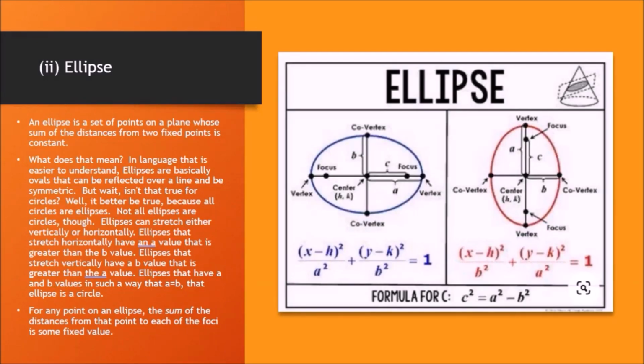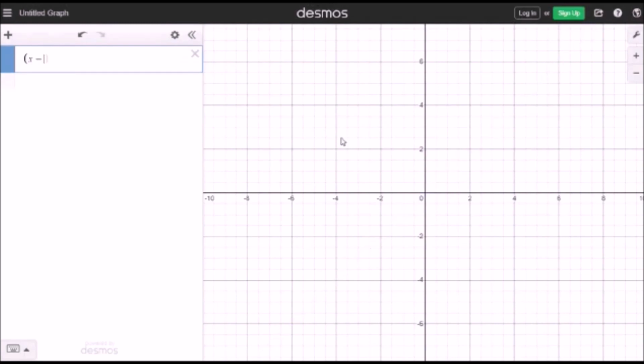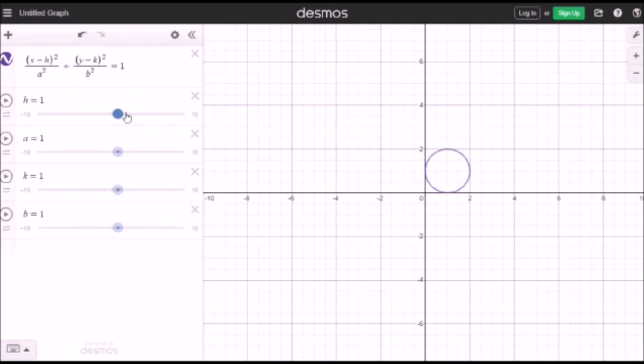An ellipse is a set of points on a plane whose sum of the distances from 2 fixed points is constant. For any point on an ellipse, the sum of the distances from that point to each of the foci is some fixed value. For an ellipse, x minus h the whole square by a square plus y minus k the whole square by b square equal to 1, where the ellipse is elongated along the x-axis, and x minus h the whole square by b square plus y minus k the whole square by a square equal to 1, where the ellipse is elongated along the y-axis.